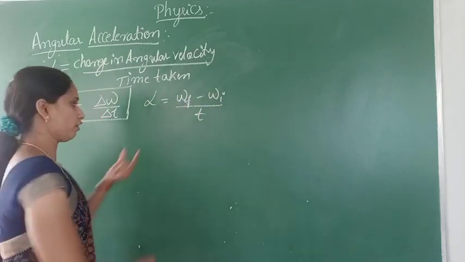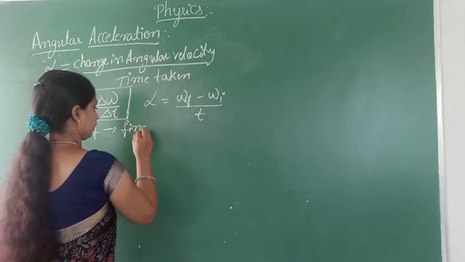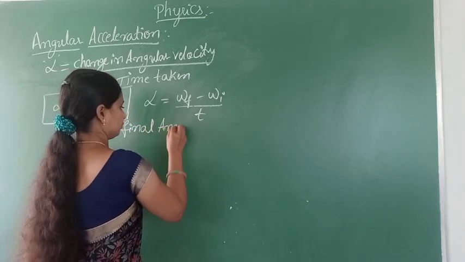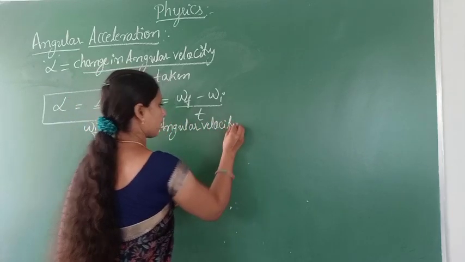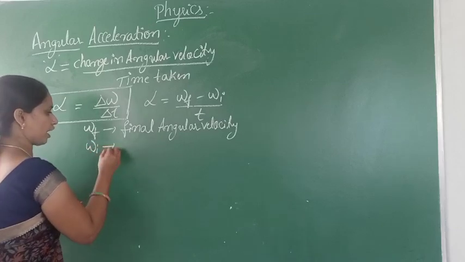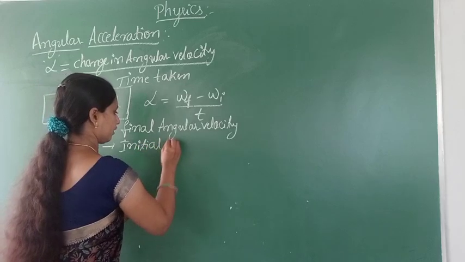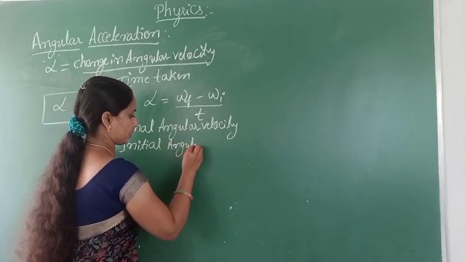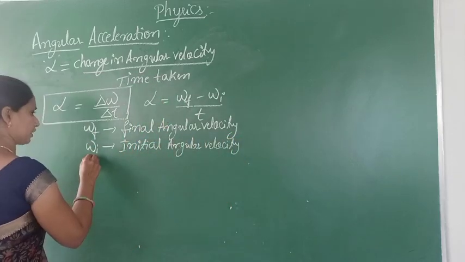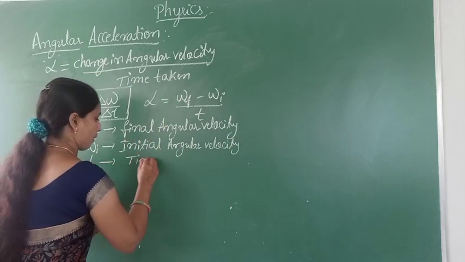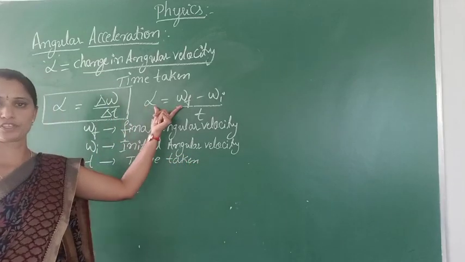Where omega f is the final angular velocity, omega i is the initial angular velocity, and t is the time taken. So this is the expression for angular acceleration.